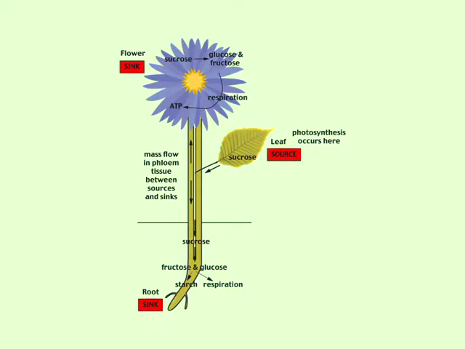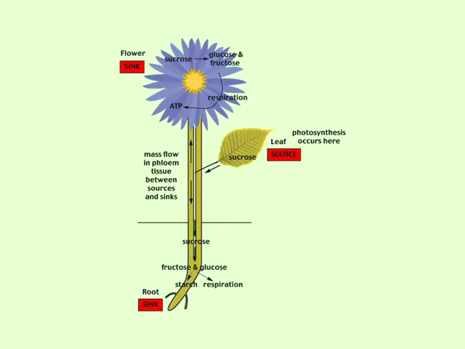The sucrose produced at leaves, called sources, is actively loaded into sieve elements. This lowers the water potential in the sieve elements, and so water enters by osmosis down the water potential gradient. At the roots, or sinks, sucrose moves out of the sieve elements to be used for respiration, or to be converted to starch for storage. Water follows by osmosis.